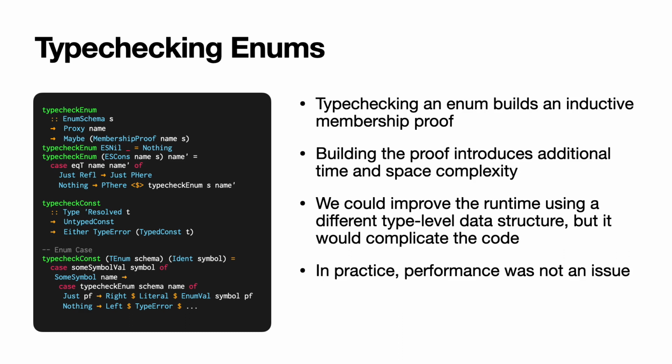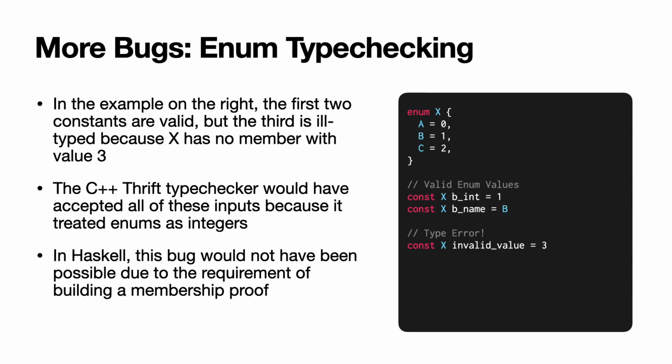It's worth noting as well that the act of creating a membership proof increases the time and space complexity of the code. Because the enum schema is represented as a type level list, we need linear time and space in order to construct and store the proof. We could reduce the complexity by using a different type level data structure, but in practice we found that performance was not an issue and it was not worth complicating the code in order to design a more performant type level data structure. Now let's get into some additional bugs that we uncovered due to our dependently typed code.